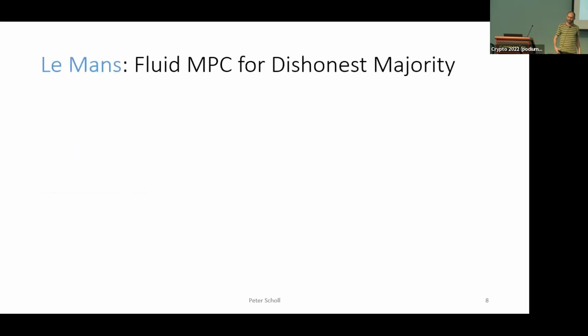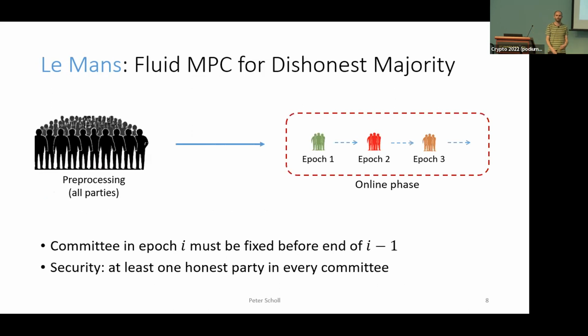So in Le Mans, we want to build a similar kind of model for the dishonest majority setting, taking fluid MPC as our inspiration. But we have to change the model slightly to get something that works. We're going to add a pre-processing phase ahead of time to the computation, where now we'll require that all the parties who might be involved at some point during the computation of the online phase have to be online in the pre-processing. But once that's done, then we move to the online phase, where parties can change and dynamically evolve across the different epochs, as in the fluid MPC work. So the only requirement is that in each epoch, you at some point will learn the identity of the parties in the next epoch before the end of that phase. And now for security, instead of an honest majority, we just require that each committee will have at least one honest party.